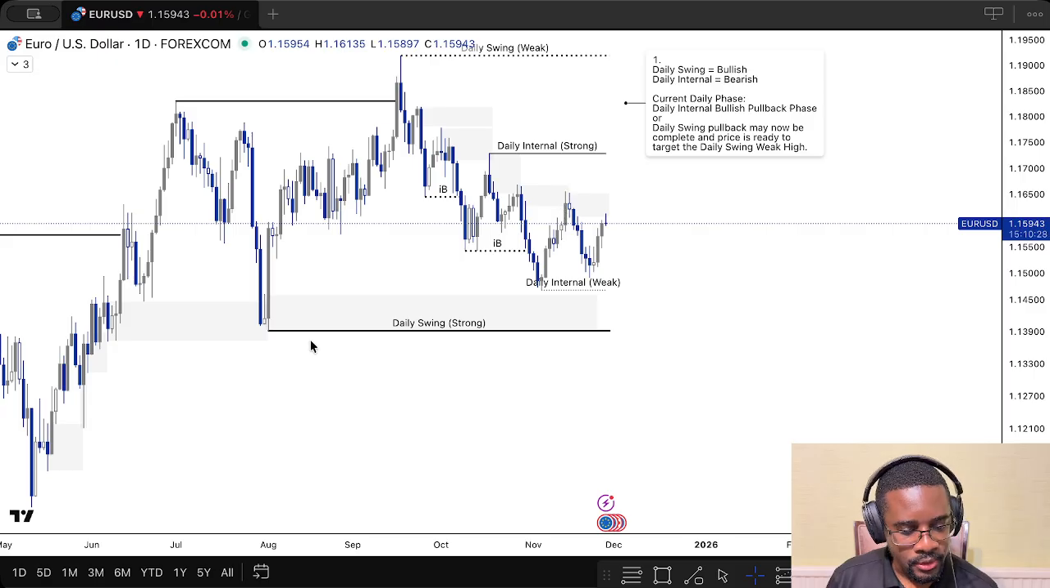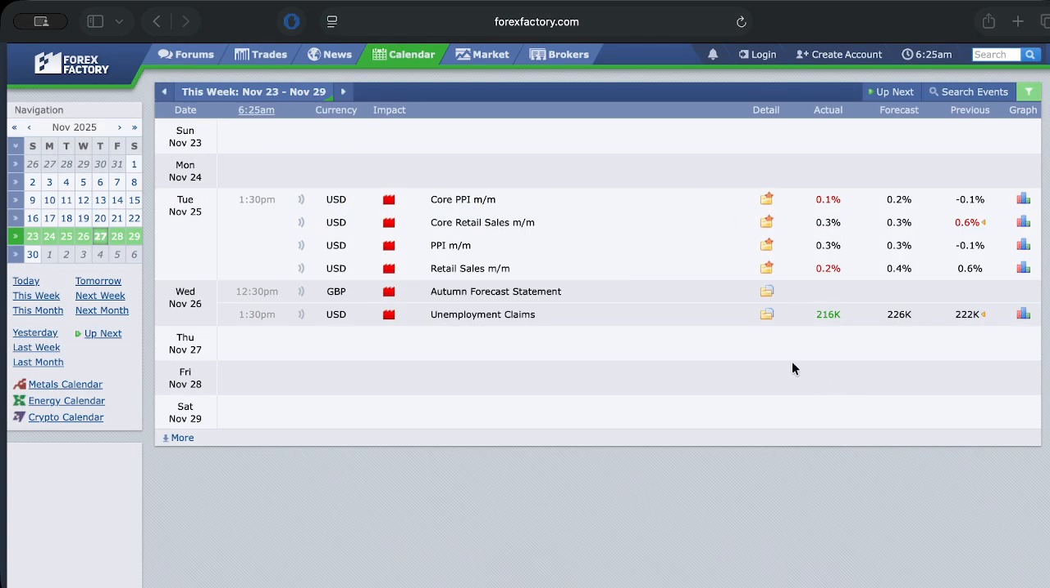So without wasting much time, let's dive right into the charts. I won't be spending much time on today's analysis. So we'll start looking at Forex Factory. We do not have any news today and tomorrow.